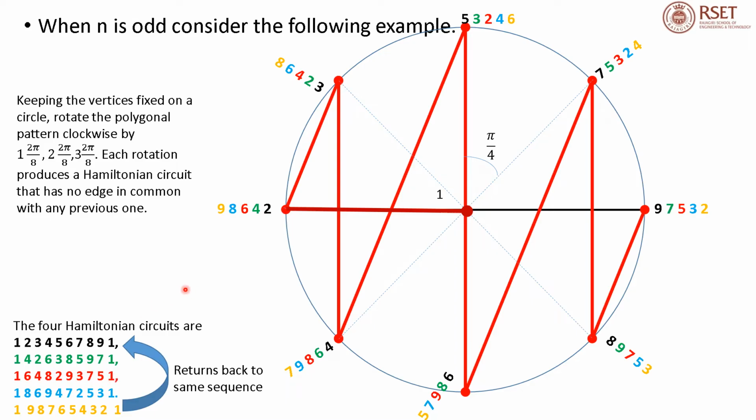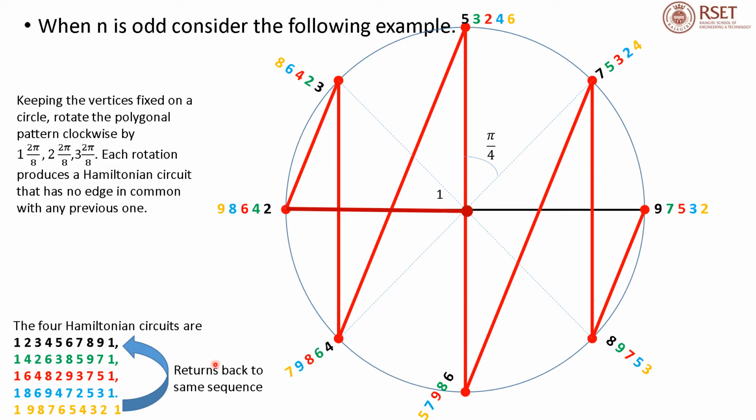Again, rotate this polygon by pi by 4 from that position, that is 3 times 2 pi by 8 from the original position. You will similarly get the next Hamiltonian circuit as 1 to 8, this blue letter, 8 to 6, 6 to 9, 9 to 4, 4 to 7, 7 to 2, 2 to 5, 5 to 3, then 3 to 1. That gives the fourth Hamiltonian circuit. That means you are getting 4 distinct Hamiltonian circuits in which no edges are common.